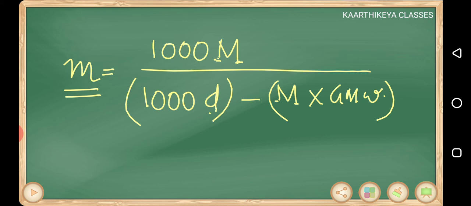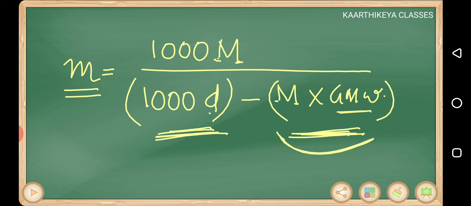Why are we taking this? 1000 d means actually we are getting the complete weight of the solution, and we need to subtract the weight of the solute. So weight of the solution minus weight of solute gives the weight of solvent. Molality is equal to 1000 M by 1000 d minus M into gram molecular weight. The meaning of this term is that we need to subtract the weight of the solute. So this is one important relation that you need to remember.